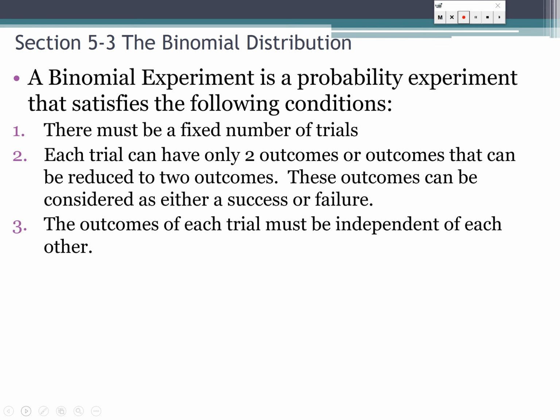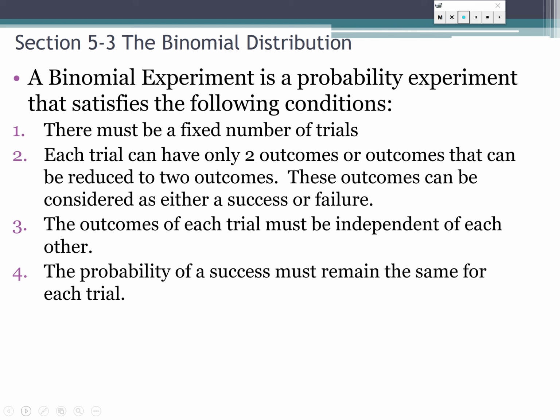The third condition, the outcomes of each trial must be independent of each other. So that means the probability of my first trial happening does not affect the outcome of the second trial or the third trial. So the probability of success for each trial is going to remain the same. And that leads us into the fourth condition. Probability of success must remain the same for each trial. So that's linked to the events being independent.